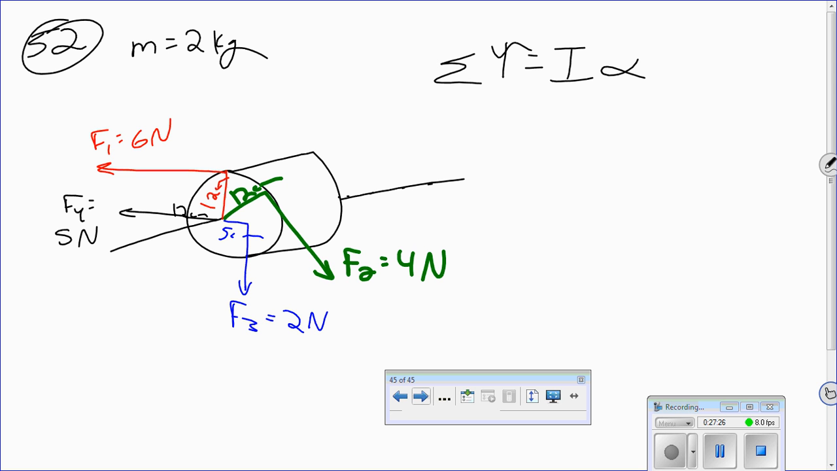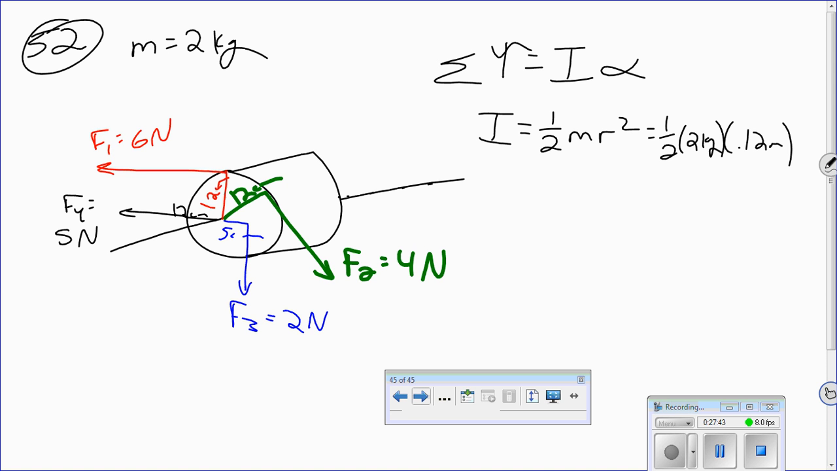So I can find my I pretty easily, right? So let's do that. This is a solid cylinder, right? So I think I is 1/2 mr squared. So that's going to be 1/2 of 2 kilograms times 0.12 meters, right? Because that's the radius of the whole thing.